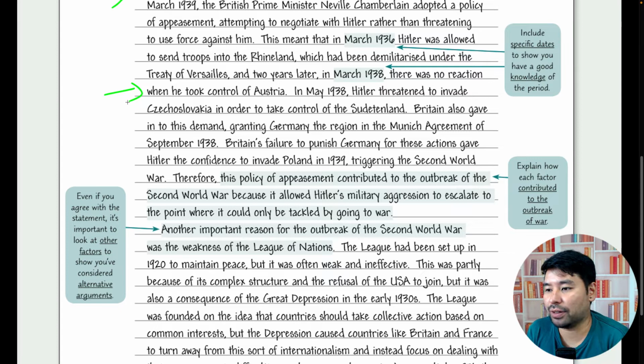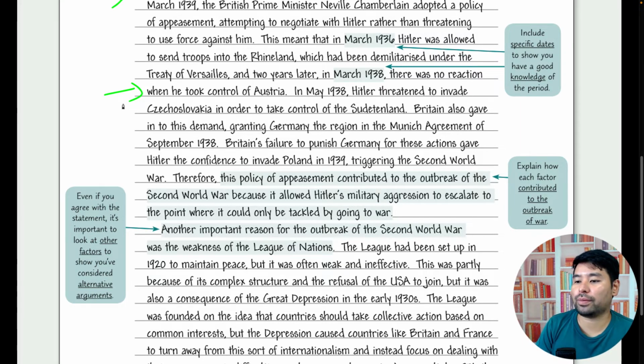Britain's failure to punish Germany for these actions gave Hitler the confidence to invade Poland in 1939, triggering the Second World War. Therefore, this policy of appeasement contributed to the outbreak of the Second World War because it allowed Hitler's military aggression to escalate to the point where it could only be tackled by going to war.